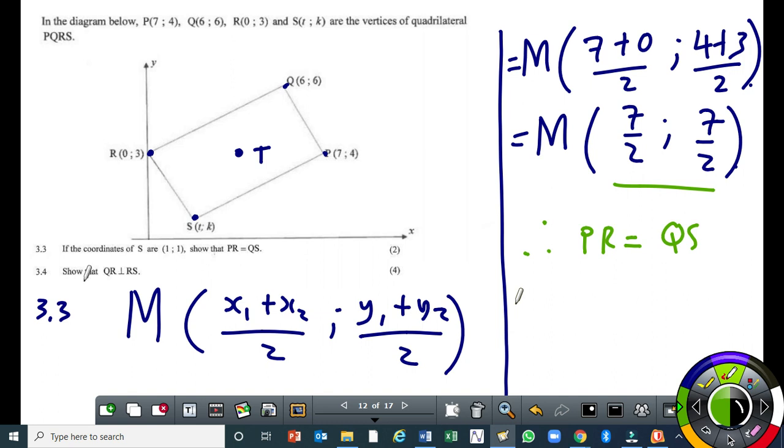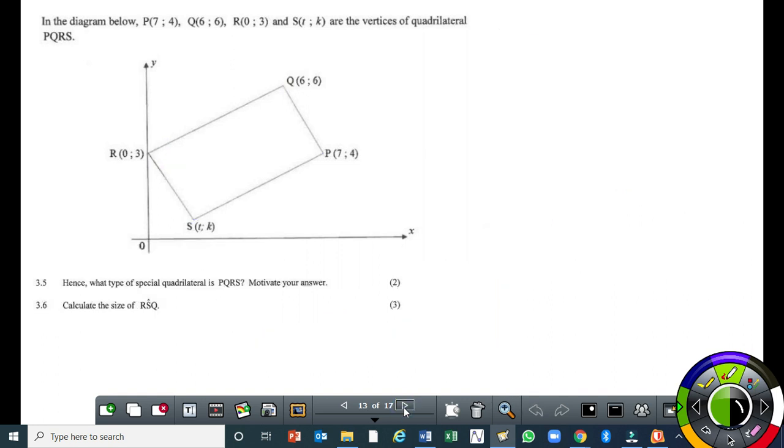Then the next question now says, show that QR is perpendicular to RS. So QR is perpendicular to RS, so we need to show that this angle is equal to 90 degrees. Okay, we need to show that the angle R is equal to 90 degrees. Now, if two lines are perpendicular, it means that the product of their gradients must be equal to -1. So I have to calculate the gradient of RQ and the gradient of RS. Okay, so that's where I'm going now.